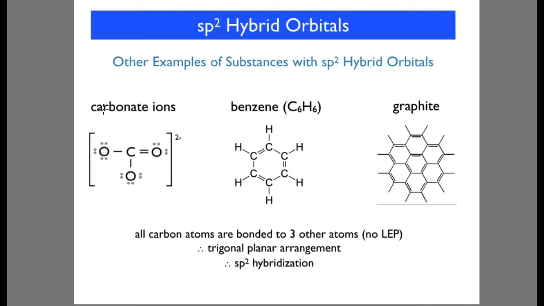We've got carbonate ions, 1, 2, 3 electron domains. We have benzene, this carbon here has 1, 2, 3 electron domains. Graphite, 1, 2, 3 electron domains. All the carbon atoms are bonded to 3 other atoms. There's no lone electron pairs. Therefore, there's trigonal planar arrangement and sp2 hybridization.